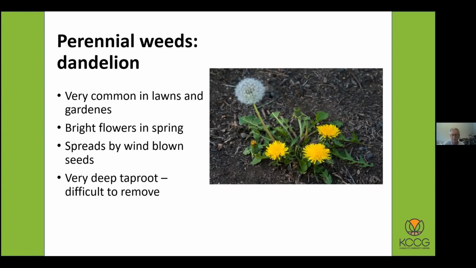And it's got this difficult taproot, which is difficult to get out. But you can take a shovel, a spade, and just dig it out, and then it should not grow back up.